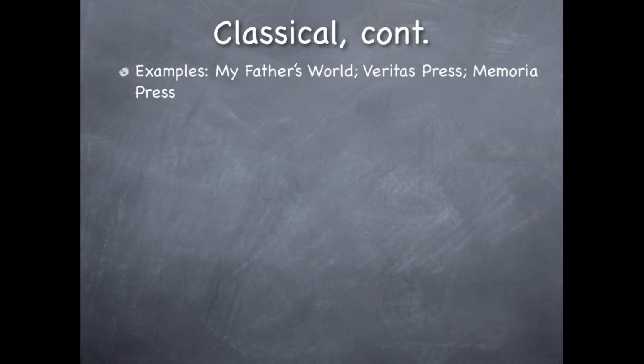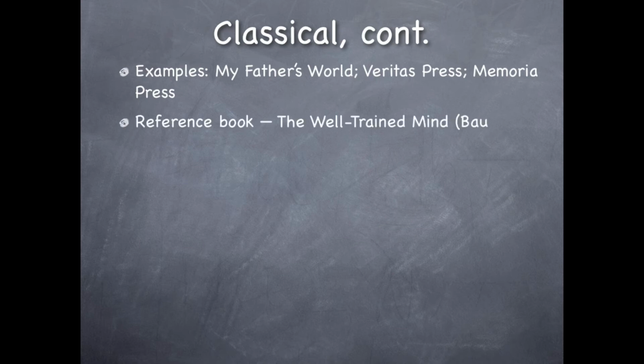So some examples are My Father's World, Veritas Press, and Memoria Press. Those are all 3 really good places to get this curriculum. A reference book, if you're planning to go this route, that you really need to have is The Well-Trained Mind by Bauer. You can find that just about anywhere. Used curriculum places, Amazon, just about any place has this book.